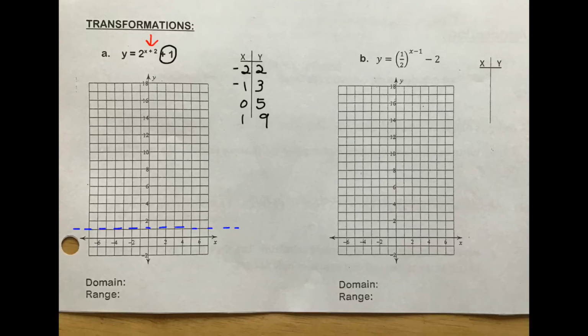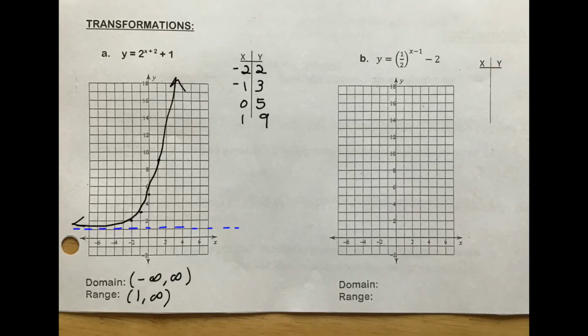Now I have some good points to go ahead and graph. So remember, you base it off of the origin. So -2, 2, -1, 3, 0, 5, 1, 9. It is my growth graph because my base is bigger than 1. And again, you are not going to cross that asymptote. Now, when it comes to domain and range, the domain will always be -infinity to +infinity, no matter what, because you can plug in any x value. But the range, again, is always based off of that asymptote. Since the asymptote is at 1, it's going to go from 1 to infinity.